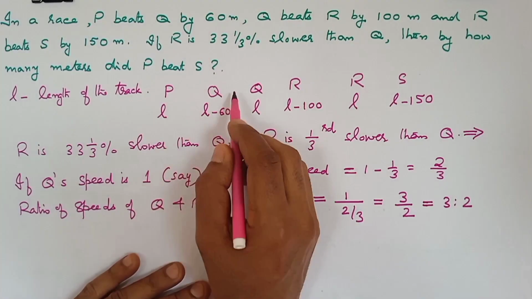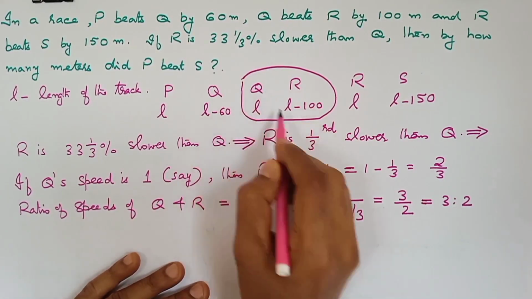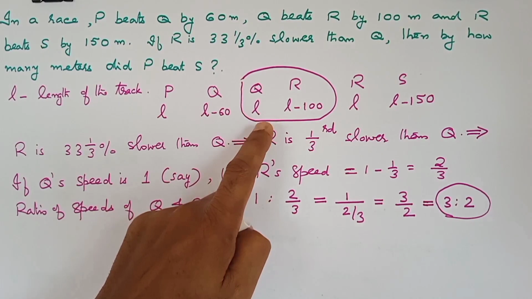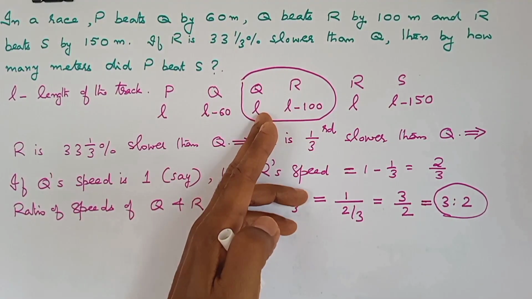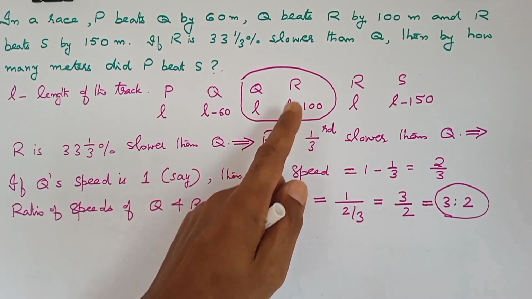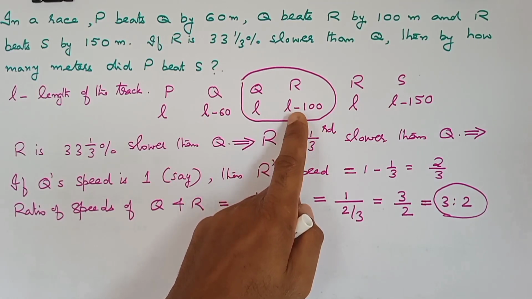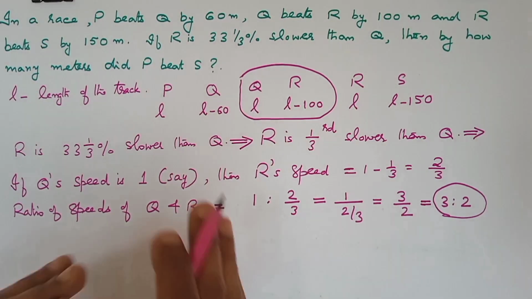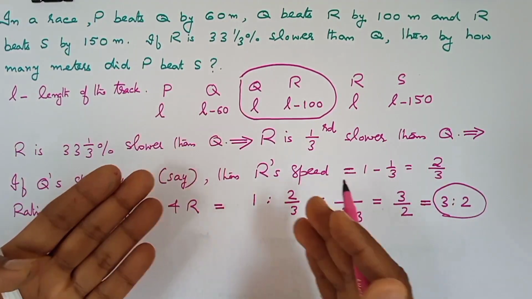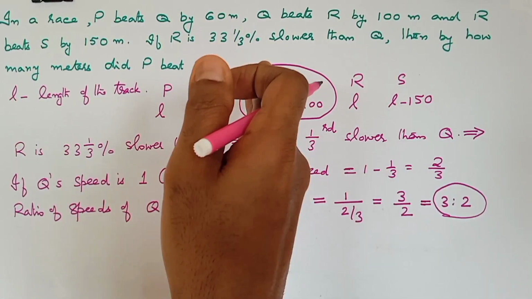Now come to this portion. We will combine this and this. See, during whatever time Q covered a distance of L meters, R was able to cover only L minus 100 meters. And this is happening during the same time. So time is a constant in this case.